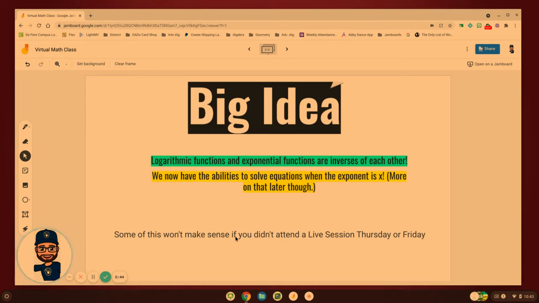So here's that big idea. Logarithmic functions and exponential functions are inverses of each other. That gives us the ability to solve equations where the exponent is x, and there will be a lot to come on that later on. That's really what we're trying to get at, so that we can solve problems where 3 to the power of x equals 1,000,000. We're trying to figure out how we might be able to solve that.